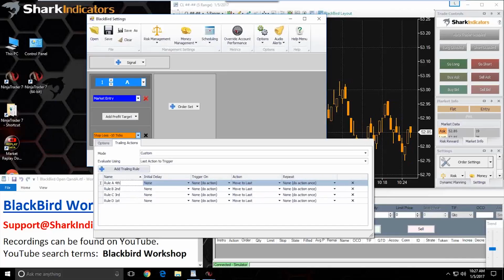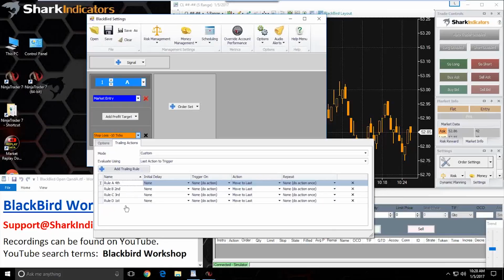Let's see. Okay, yeah, so I guess Jeff's kind of bringing up a good point here. So let me clarify some terminology. When I say evaluate, what I'm talking about is a trailing rule that's trying to execute. So let's say all four of these rules are set up to evaluate when the bar closes.